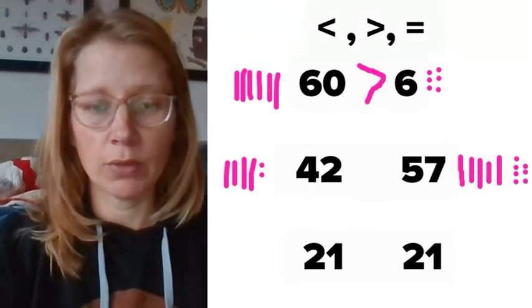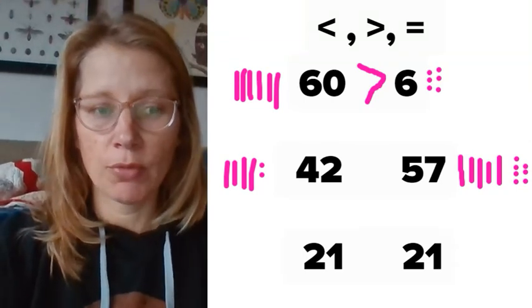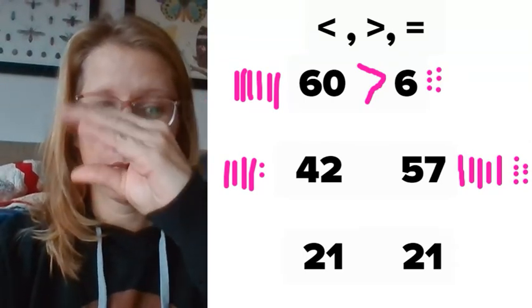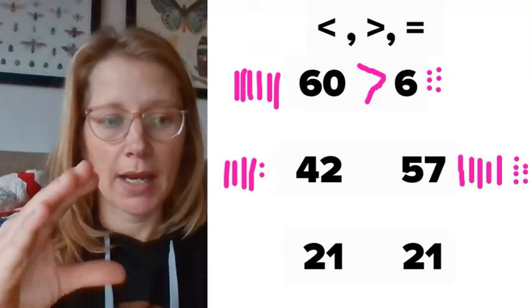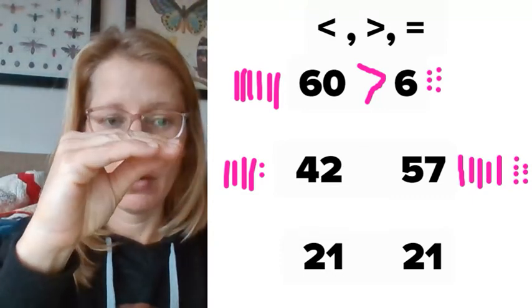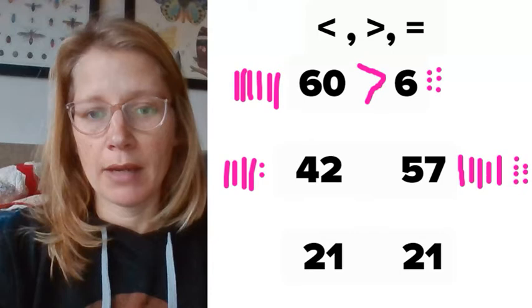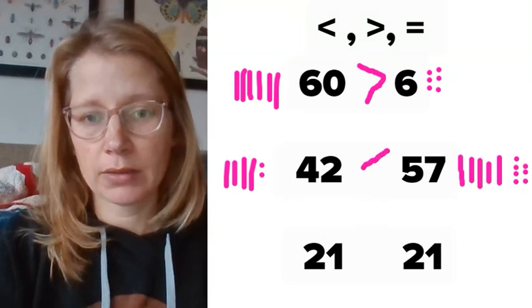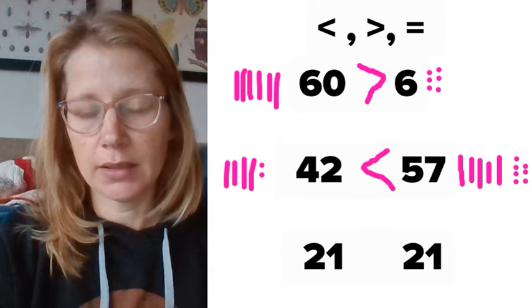Remember that when you are drawing your symbol to show greater than or less than, your mouth is always going to open to the biggest number. So in this case, my 57 is going to be bigger. So I'm going to draw my mouth opening to my biggest number, which is 57. And my symbol is going to look like this, like a hungry alligator trying to eat the biggest number.